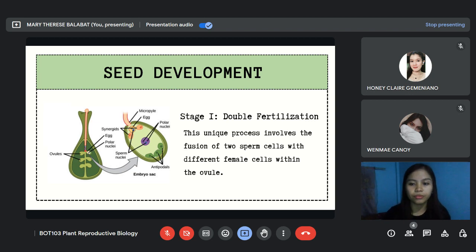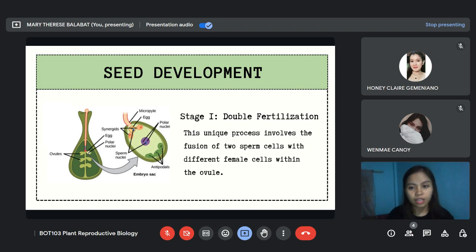embryo. So for stage 2, embryo development, the zygote undergoes a series of cell divisions and differentiation, giving birth to the root, shoot, and cotyledons. This structure becomes the foundation of the future plant. So the root, as we all know, is the anchor that absorbs water and nutrients from the soil. The shoot is the stem that gives rise to leaves, flowers, and fruits. Then cotyledons, the embryonic leaves that store food reserves for the developing seedling.